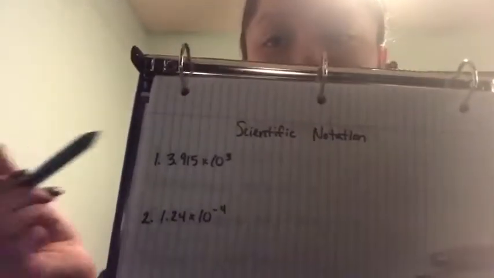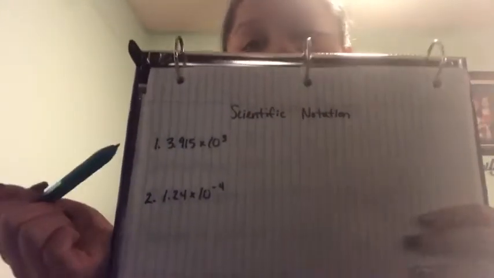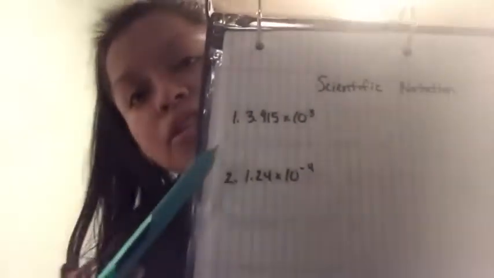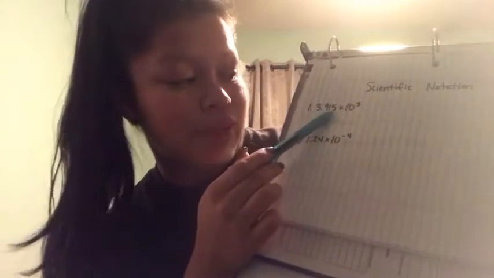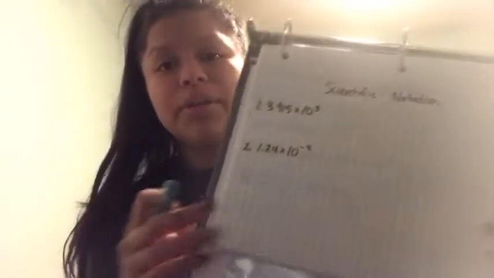Next, we will be going from scientific notation to standard notation. So for this one, they are already written in scientific notation. We just have to put them in standard notation. So right here, you can see that it's 3.915 times 10 to the third.